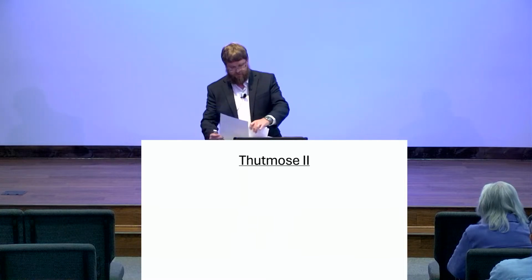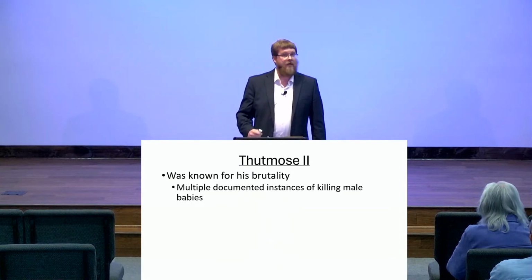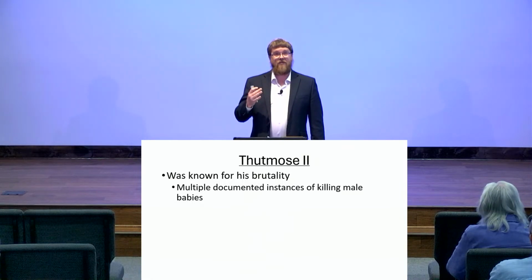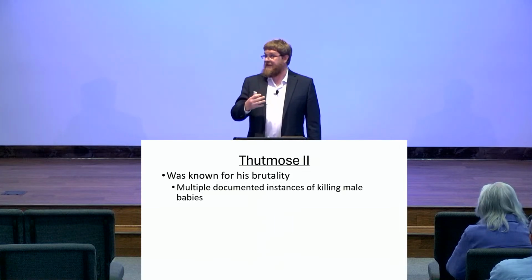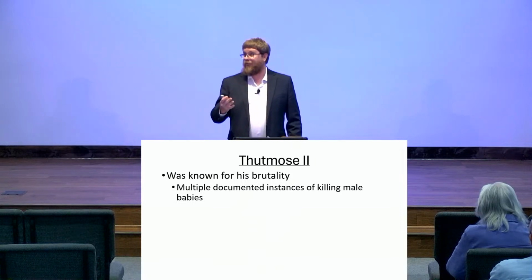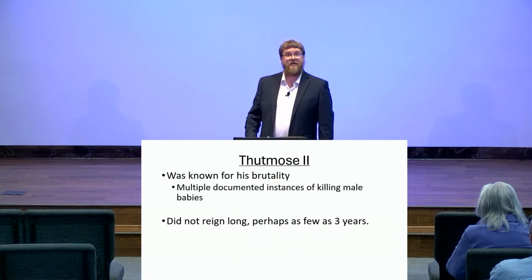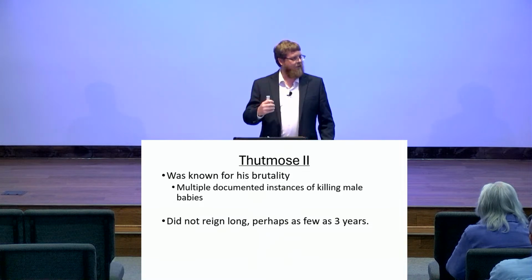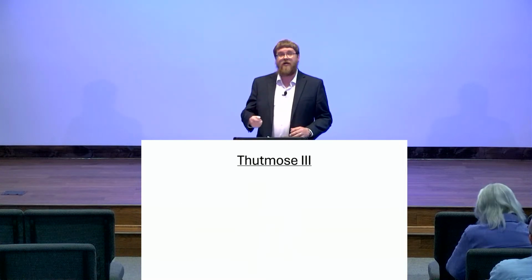Thutmose the second was a very short-lived pharaoh. He was known for his brutality. One of the things he was known for is killing the firstborn babies of his enemies. Does it sound familiar? Because we read that the Pharaoh commanded that all the firstborn males were thrown into the Nile. And now we see a Pharaoh who is doing just that. He did not reign long. The lowest range that I saw was as little as 3 years. I know our slide earlier had a little bit more than 3 years. But Thutmose did not reign very long.